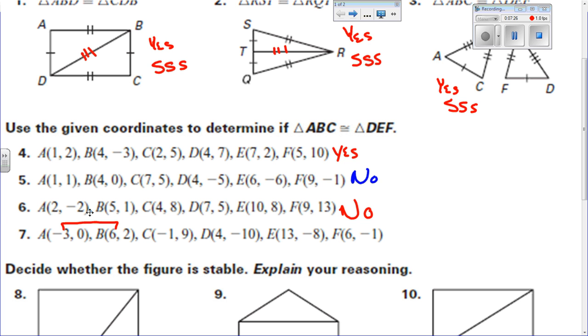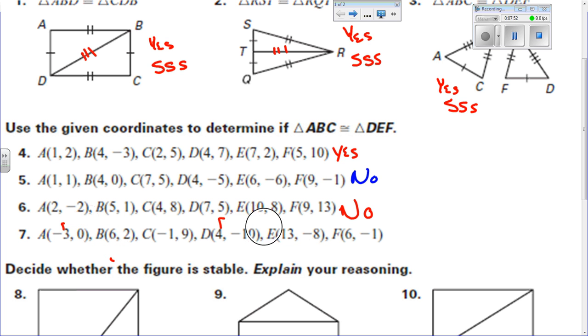Here we have negative 3 minus 6, that would be negative 9. 0 minus 2 is negative 2. Checking DE. 4 minus 13 is negative 9. Negative 10 minus negative 8 is negative 2. Good so far.